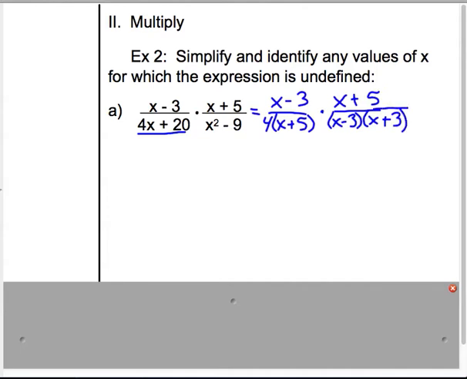So then I can cancel my x minus 3's, and I can cancel my x plus 5's. Again, in the numerator, I've got a 1. You can leave it factored in the denominator, or you can go ahead and distribute if you prefer. So those are two acceptable answers.